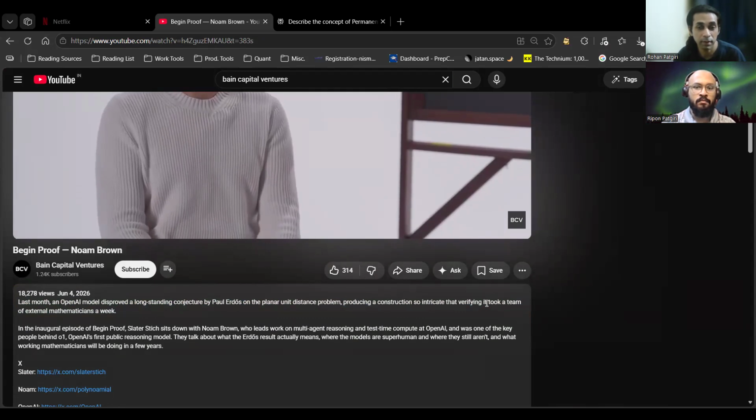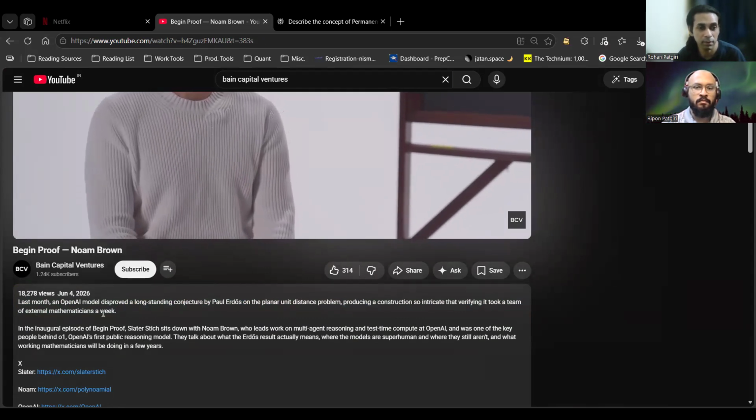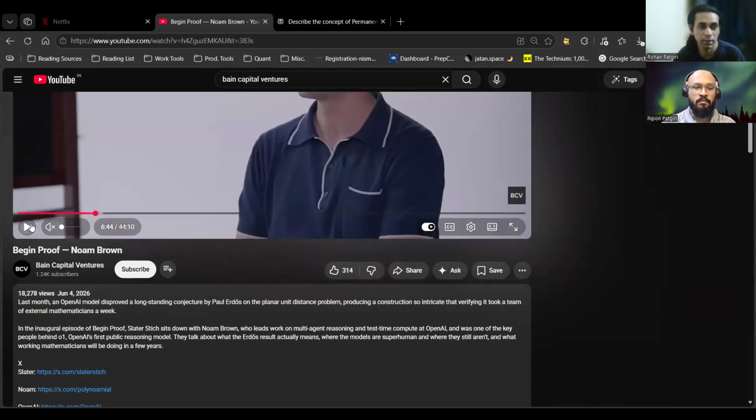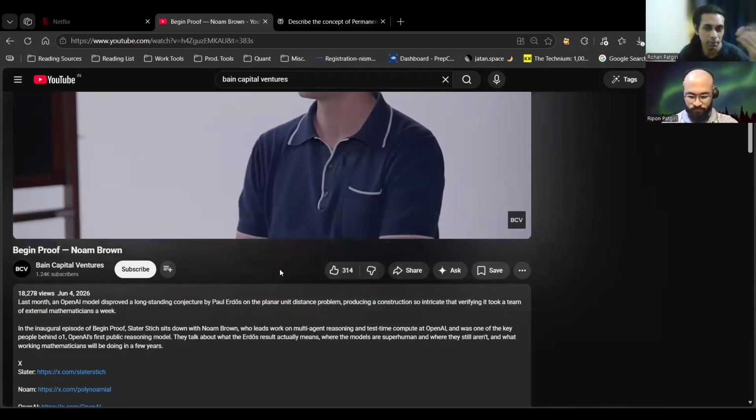To verify it took a team of expert mathematicians a week. So you can see that on the one hand, they are solving these kinds of complex mathematical problems that took a team of professional mathematicians one week to verify that yes, it is correct. On the other hand, it is making mistakes like the one that I just showed. You couldn't even get the numbers right.